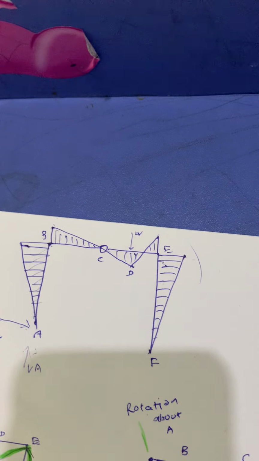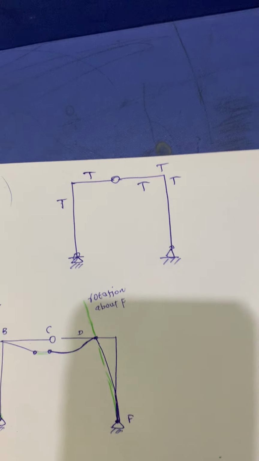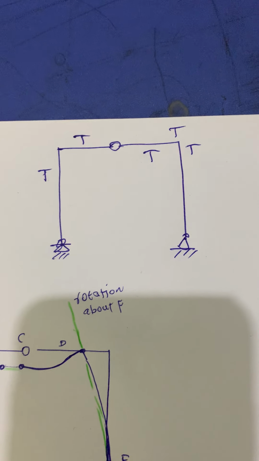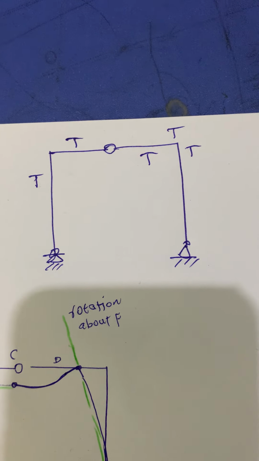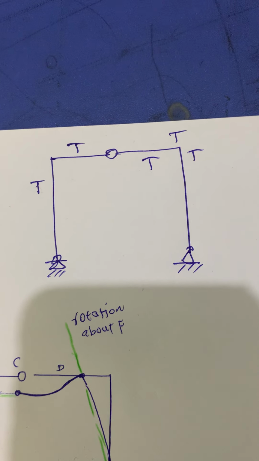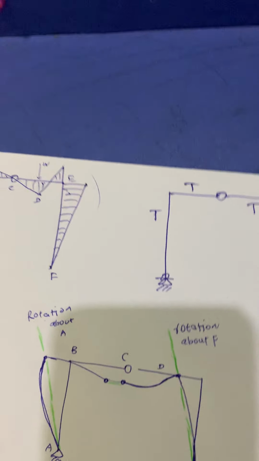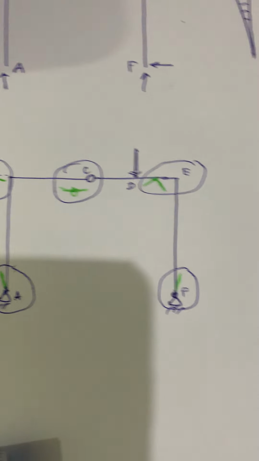We must now determine the form of the deflected shape of the frame. We start by indicating with the letter T the sides of the member which will be in tension, and therefore on the outer side of the curvature. Now let us come here.